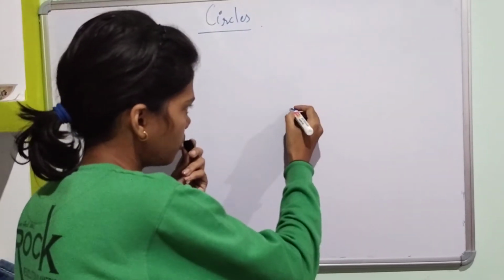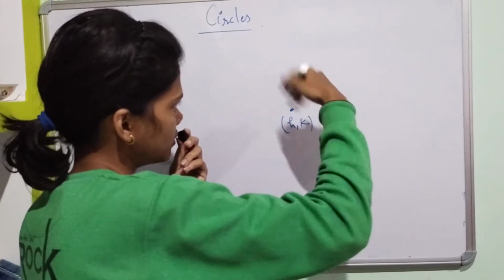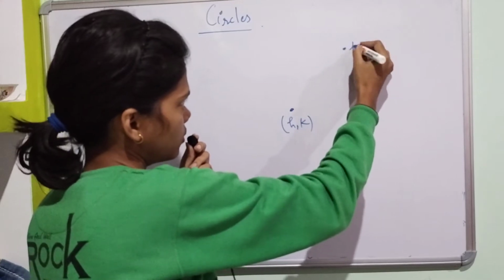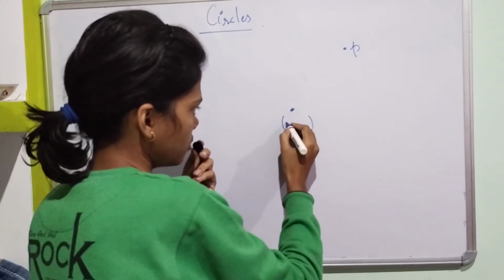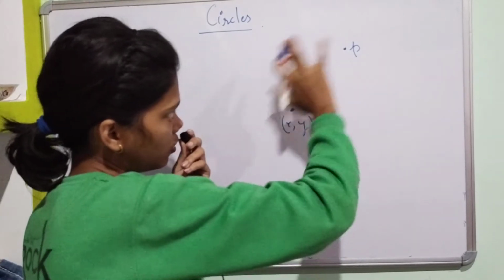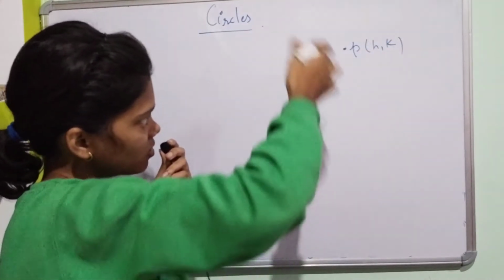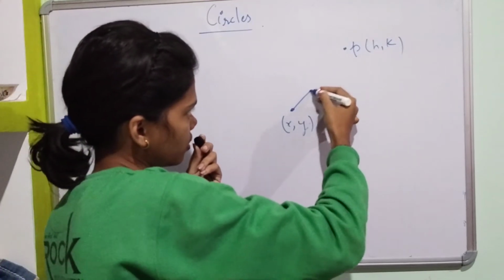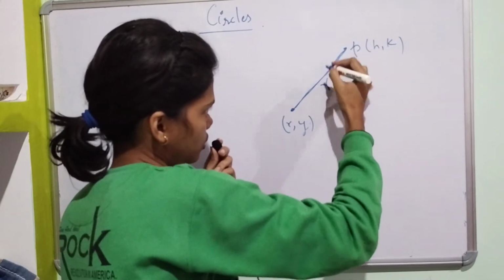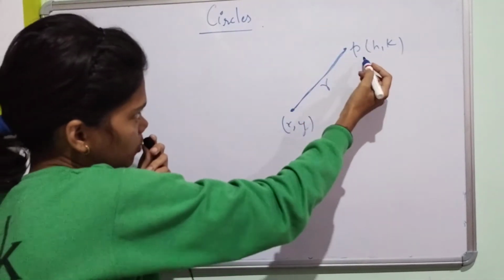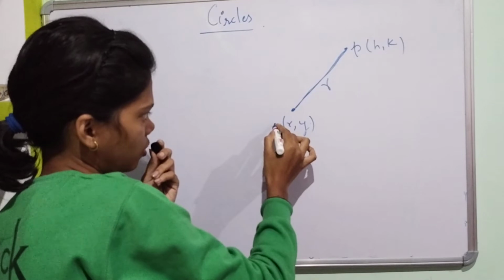It means, suppose there is a fixed point h comma k, and there is some point in this space. Suppose this is the point p, and this point is x comma y. In the space there is some point p, which is moving in such a way that it maintains a fixed distance from this point, and we call it a distance r, which we call as the radius of the circle. So this point p is moving in such a way that it maintains the fixed distance from this point. Let's call this point as c.